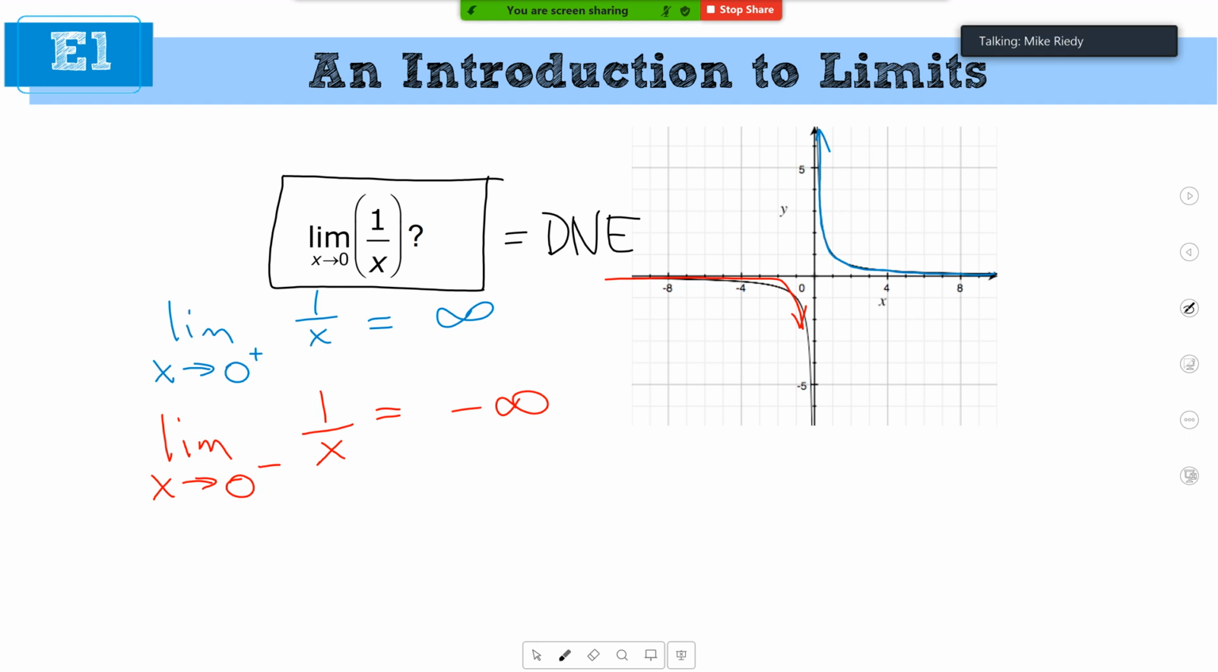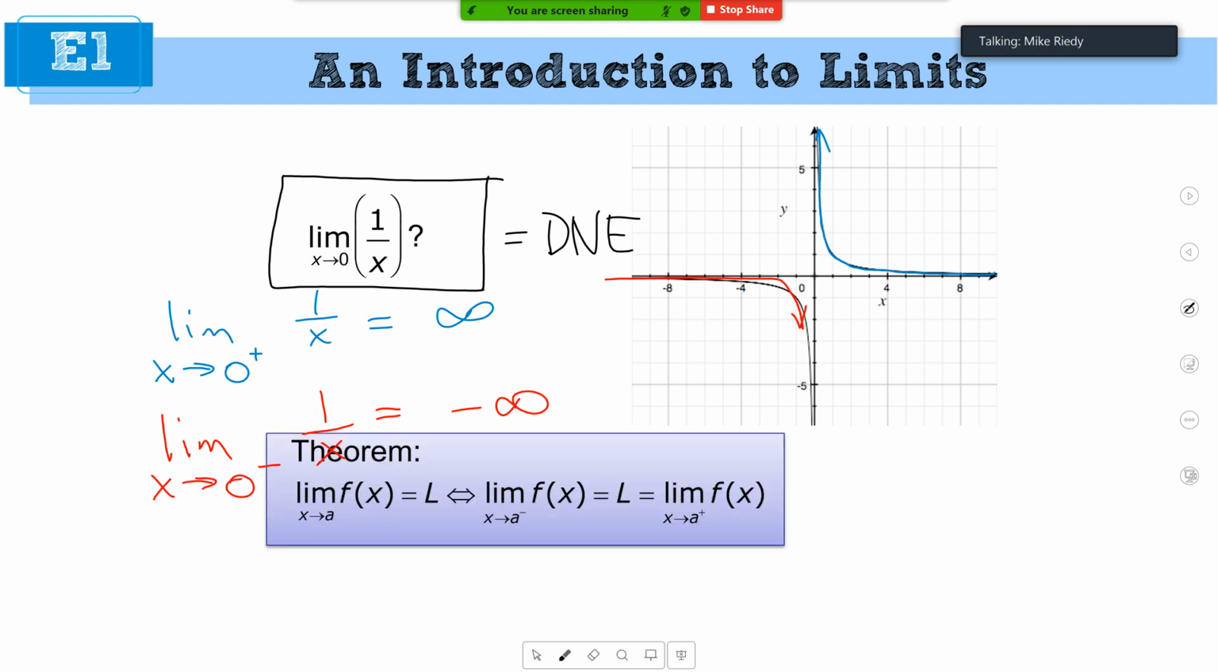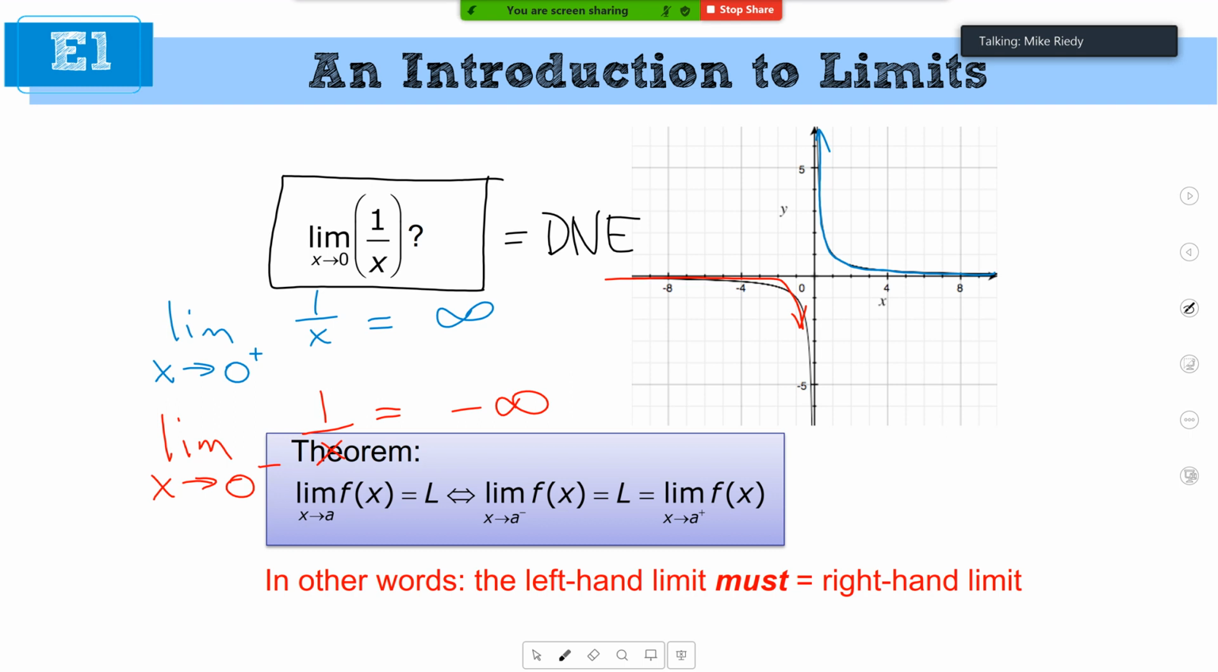This is a fairly major limit theorem, and it says this. Because you know it's important, it's in a purple rectangle. The limit as x approaches a of f of x equals L, double-headed arrow means if and only if, that business. Okay, now what is that business? This might not make any sense to you whatsoever, so I wrote it in English. The left-hand limit must match the right-hand limit. Or there's no limit.